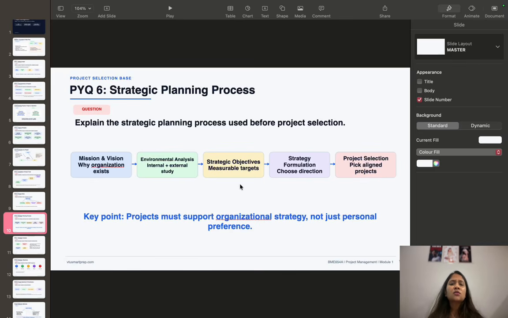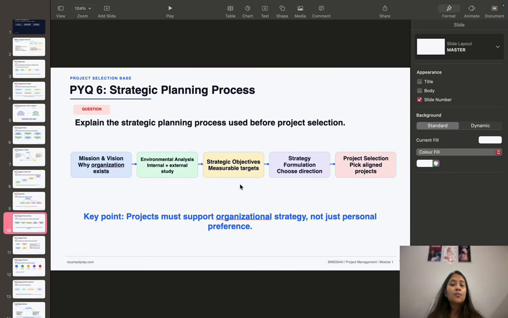The next important question is like, explain here what it is saying. Explain the strategic planning process used before project selection. So strategic planning is a process of deciding the long term direction of an organization. First, the organization defines its mission and vision. So what is mission going to tell? Mission tells why the organization exists, and vision tells where it wants to reach in the future.